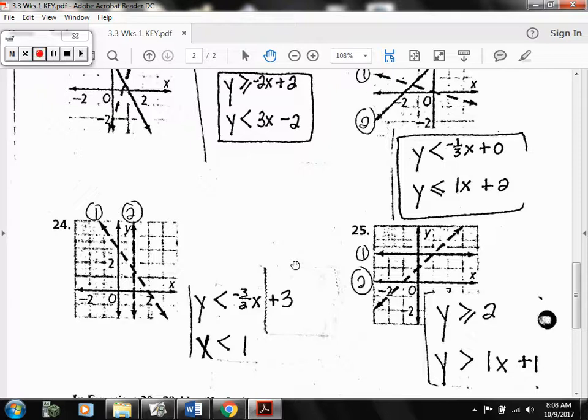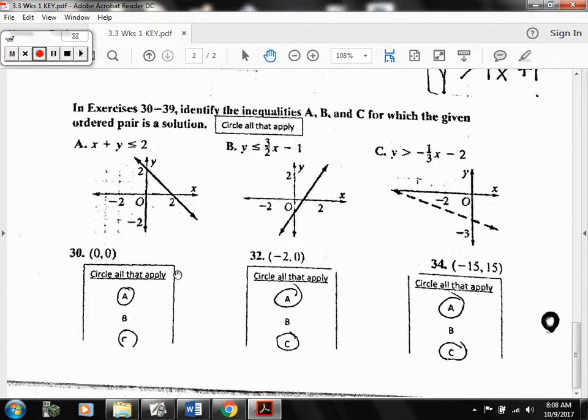Make sure for the vertical one here that you did have x is, and I believe it was shaded this way, so less than 1. And then our multiple choice said to check all that apply. So is this point a solution of this graph, or this graph? We should have picked A and C for 30, A and C for 32, and A and C for 34.